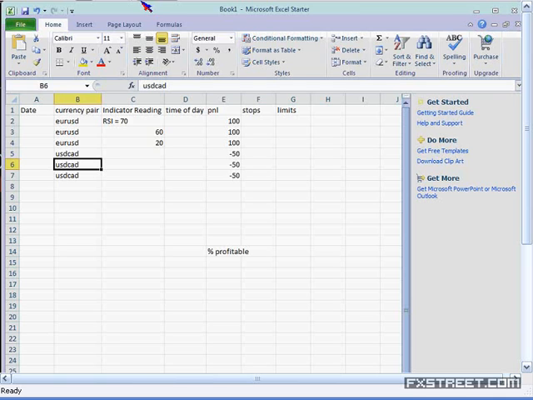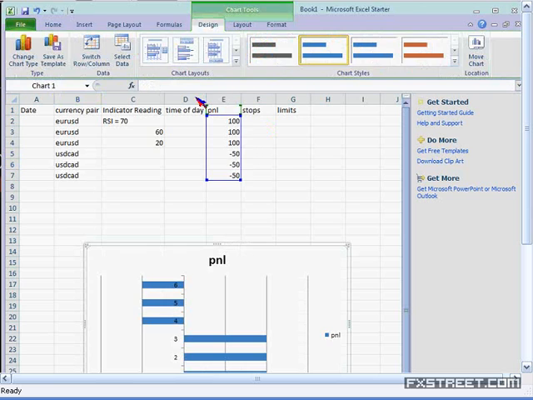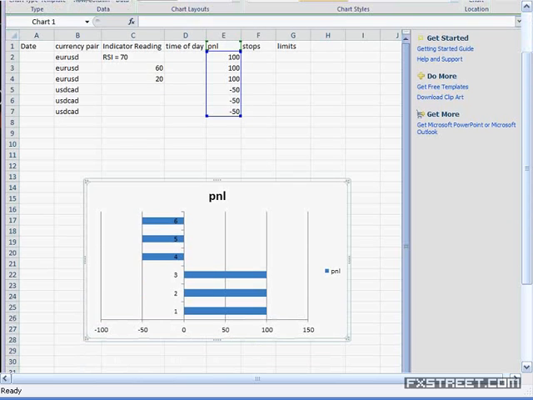Very, very easy. To create a graph, I don't want to take too much time now, but very simply, you just highlight the data. Different versions of Excel have different ways, but it's very, very simple. You just click on the information, and the graph comes up like that.